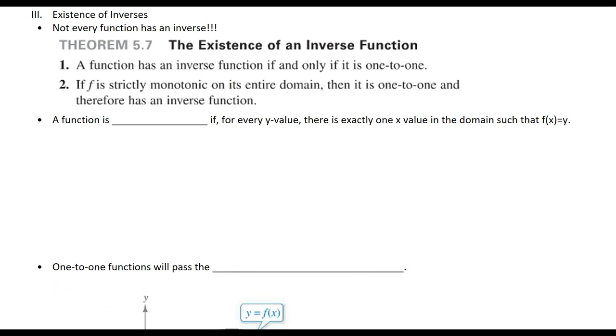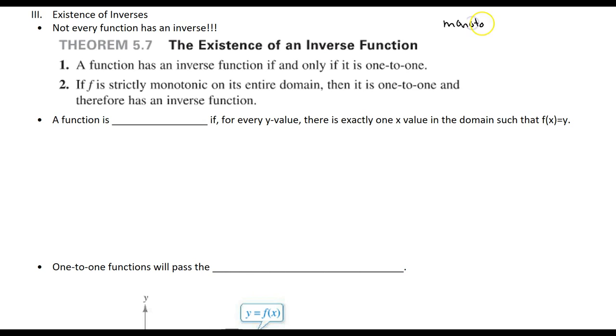Now, a very important part of this is that not every function has an inverse. So how do we know if a function has an inverse or not? Well, this theorem says that a function has an inverse function if and only if it is 1 to 1, and if f is strictly monotonic on its entire domain, that it's 1 to 1 and therefore has an inverse. So, kind of some terms here.